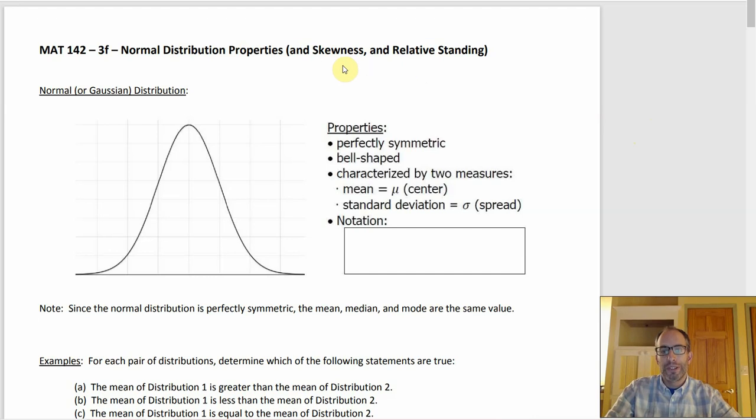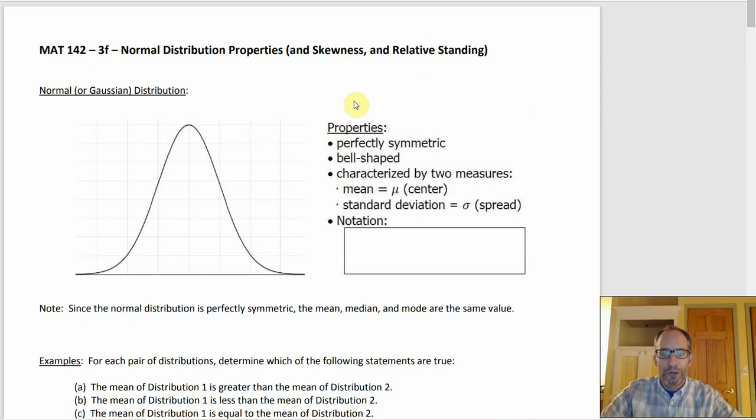The idea of skewness, having a symmetric distribution versus a skewed one. The normal distribution is symmetric, so it makes sense to consider the alternative, something that's not symmetric, and that's where you get skewed shapes. And then the idea of relative standing, which you can apply to a normal distribution, but you can really apply that to any distribution, or if you're going to compare values from two different distributions. So we'll get to all of that stuff in here.